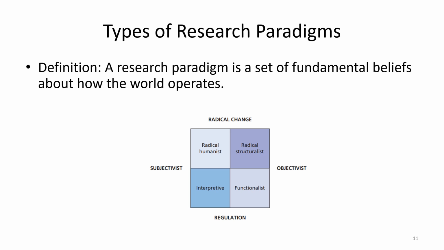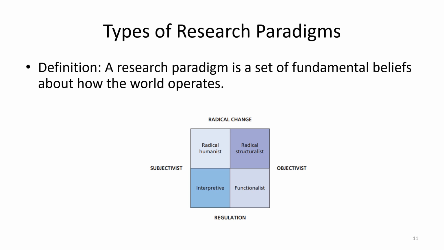Functionalists are composed of objectivist and regulation. It emphasizes rational explanation and seeks to understand how social systems function to maintain order. So in this kind of research, we are identifying patterns, regularities, and relationships between different elements within an organization or society. For example, you're doing research that analyzes the efficiency of organizational processes to improve productivity.